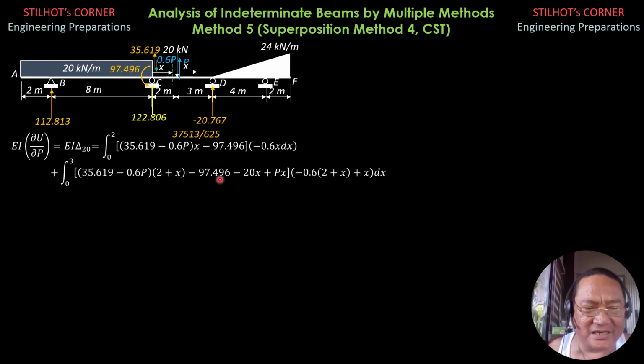The second integral, setting P to 0, is 19.2042. Combining like terms, we can now compute the deflection under the 20 kilonewton load, and it is equal to 79.225 over EI. So that's it for this video.